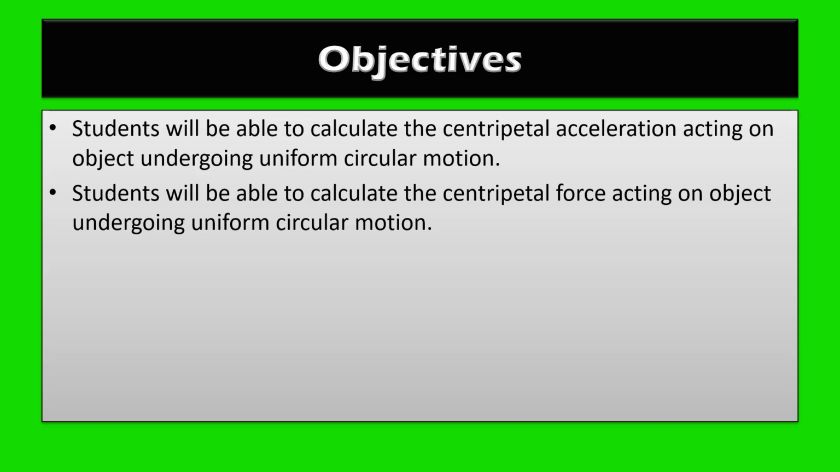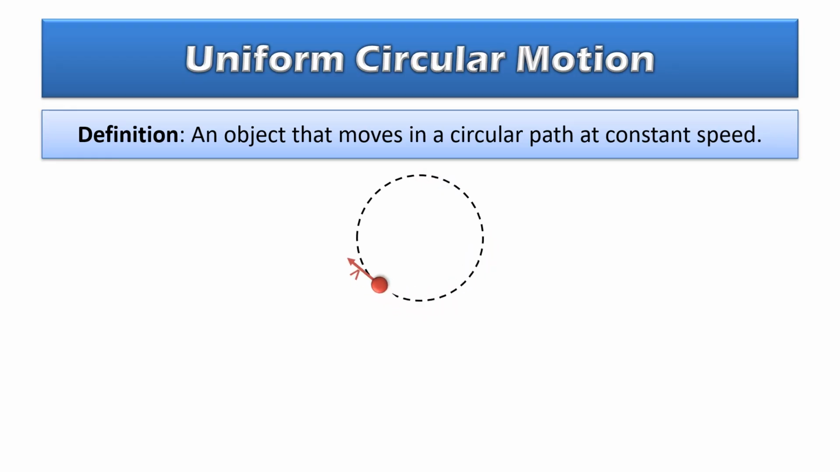In this lesson, students will be able to calculate the centripetal acceleration acting on an object undergoing uniform circular motion, as well as the centripetal force. So, uniform circular motion, we learned in the last lesson, is when an object that moves in a circular path moves in that path at a constant speed.